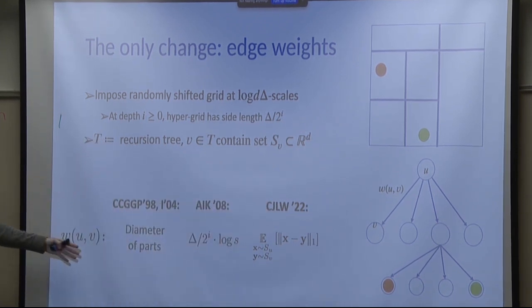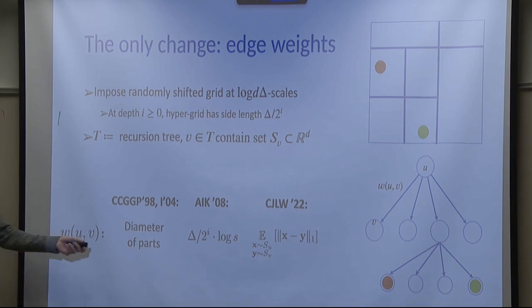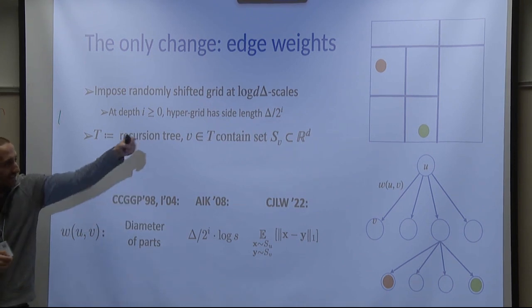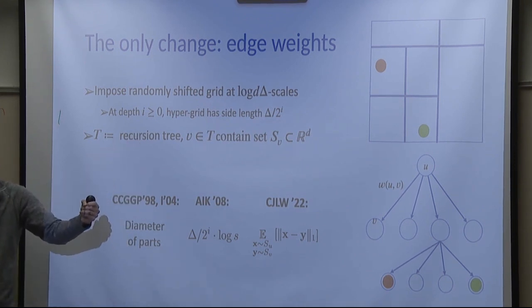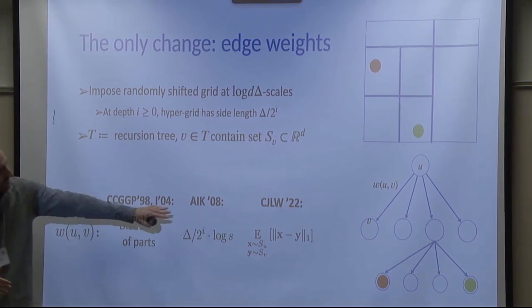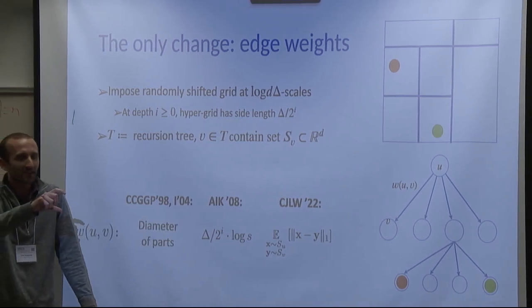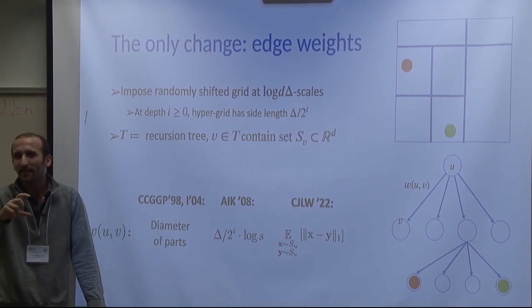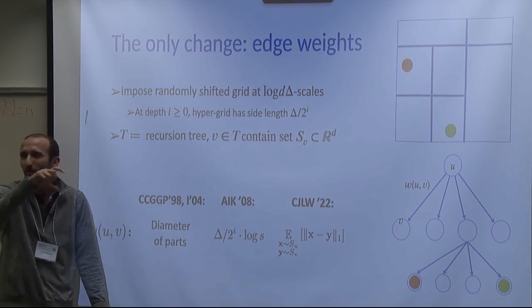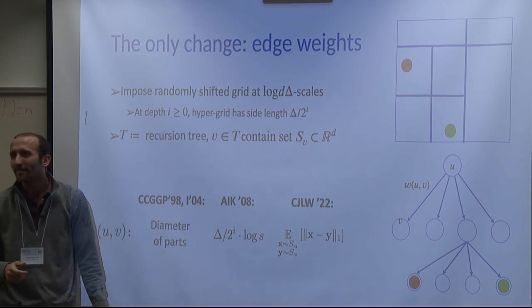In these first works, they really wanted a true embedding with no probabilistic guarantees, so they set the weight to be the diameter of the part, to make sure that if 2 points got separated, you have enough weight to go from one point to the other. And in the work of AIK, they said you should set the weight such that, in expectation, if you multiply that weight times the probability that 2 points were split at that level, you get an unbiased estimator.